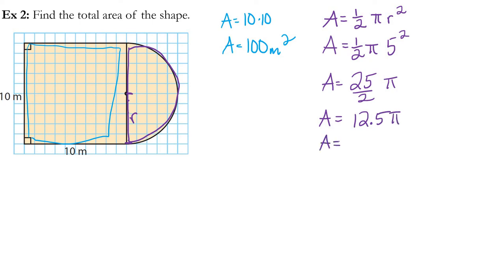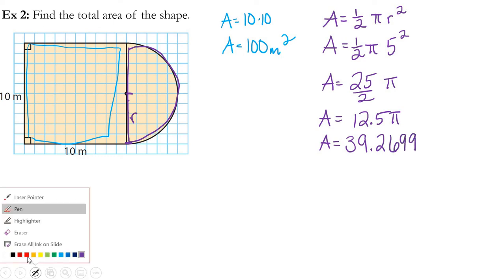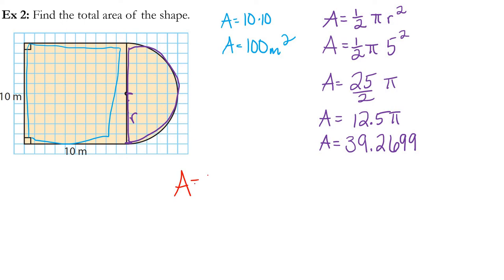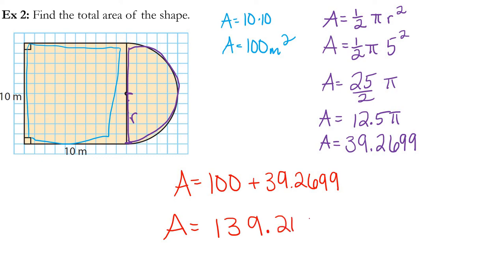decimal places. If you type in your calculator 12.5 times the pi button, we always want to use the pi button, not 3.14. We get back a decimal of 39.2699. We'll round to 4 decimal places today. So our composite area is going to be that 100 meters squared plus the 39.2699 meters squared for a total composite area of 139.2699 meters squared. There we go.